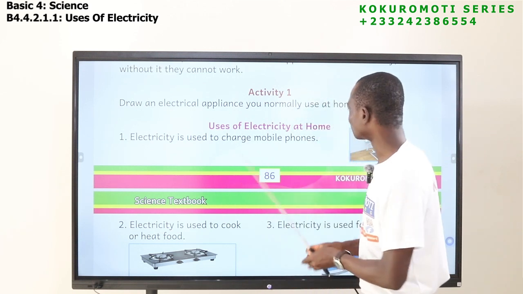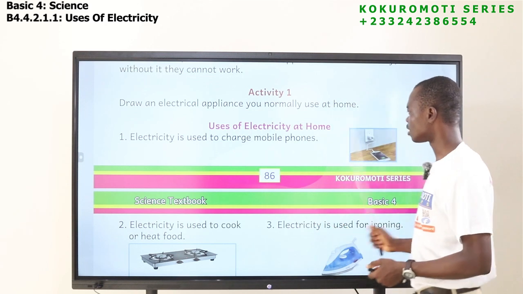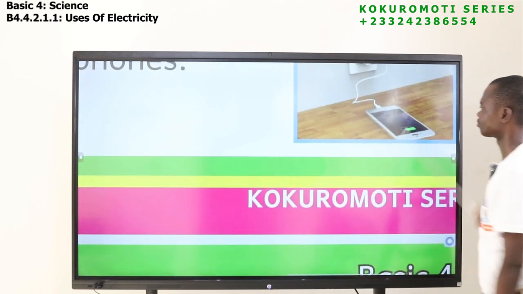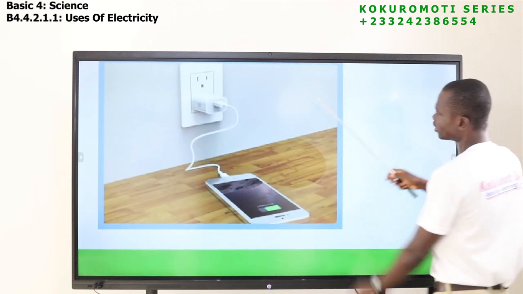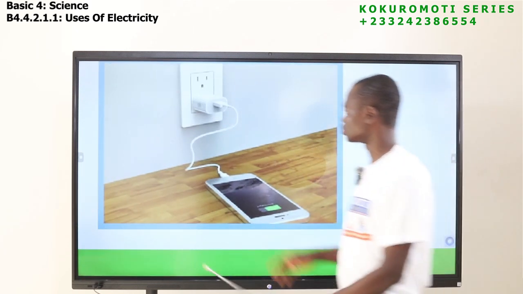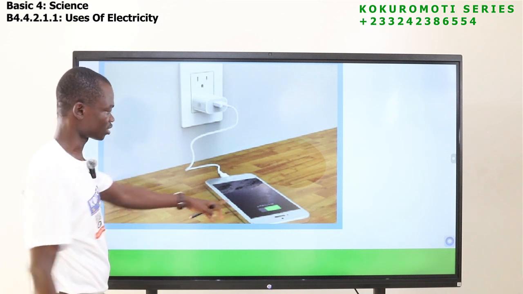Now let's move on. Uses of electricity at home. 1. Electricity is used to charge mobile phones. Now look at the mobile phone here. Have you seen it? It's connected to the socket here. So you see, we use electricity to charge our phones.